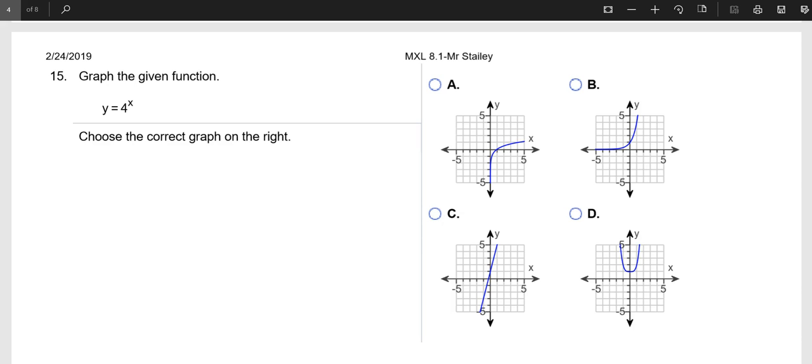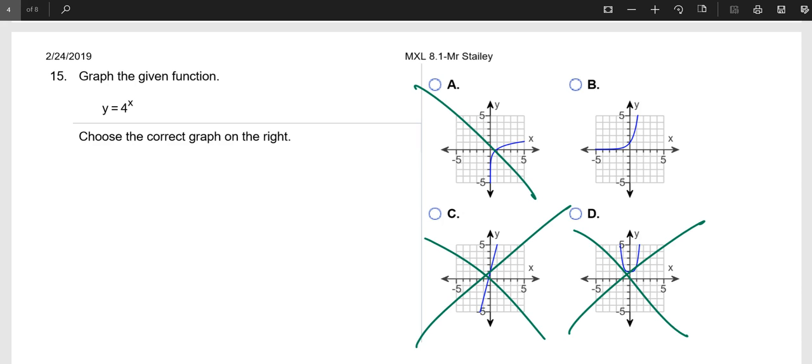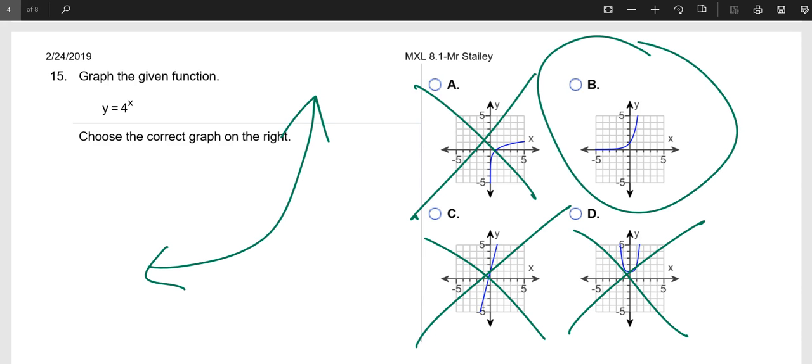Give me an example of something in this list that doesn't make any sense for the graph. D does not make any sense. C does not make any sense. A does not make any sense. It's exponential growth. There's no way it could be anything but that. They didn't even give me any options.